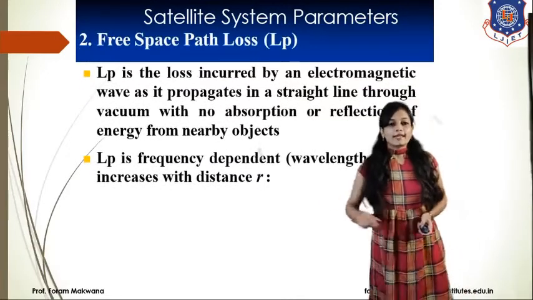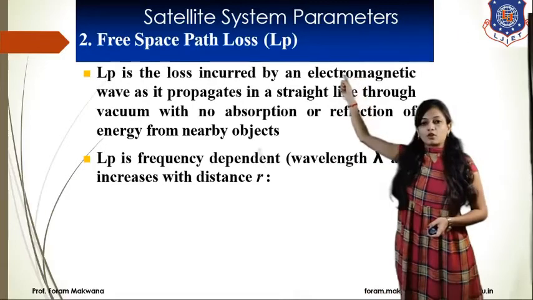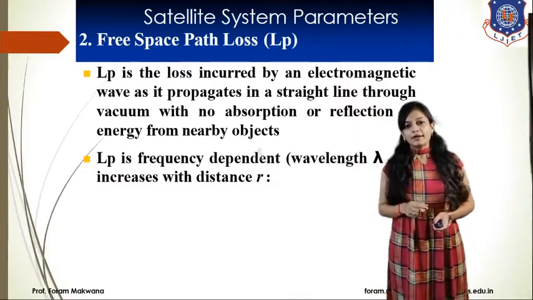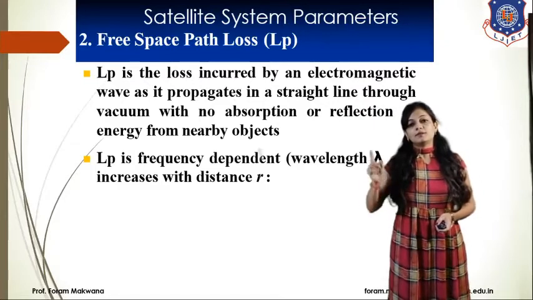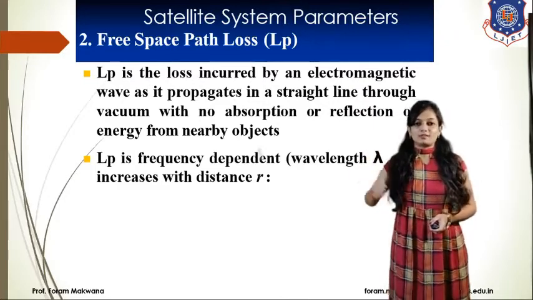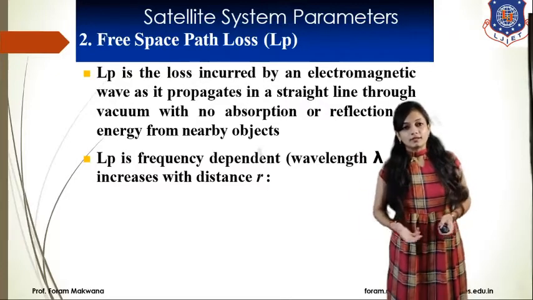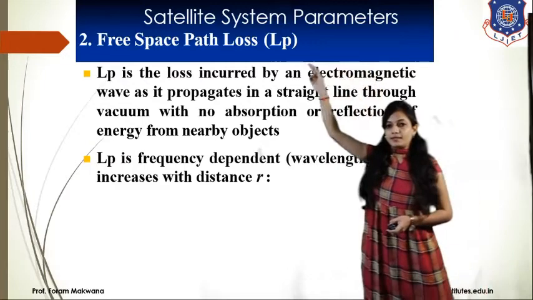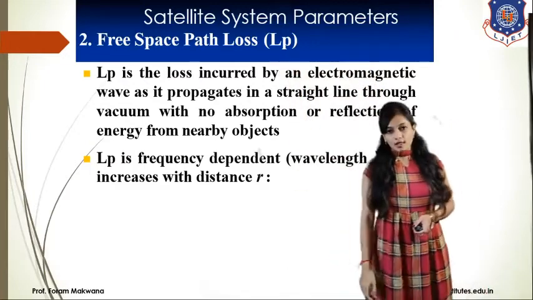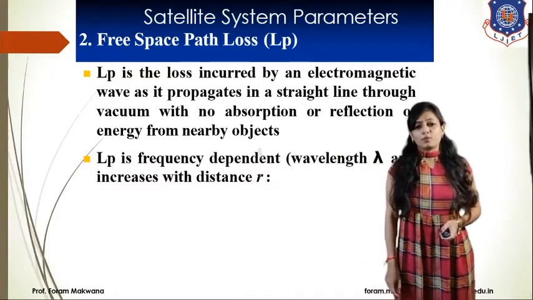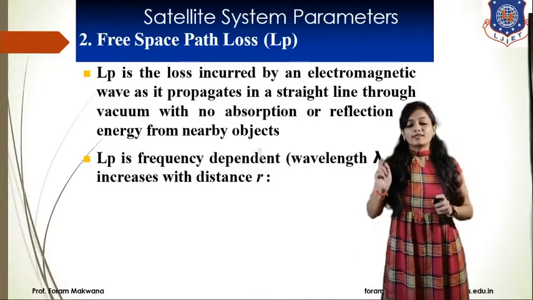Second parameter is free space path loss. Now, what does it mean? As we have calculated the free space path loss in the very first topic of chapter number 8, that is in the basic transmission theory. Free space path loss is represented as LP, or I can say FSL, that is 10 log base 10 of (4 pi r upon lambda) whole square.